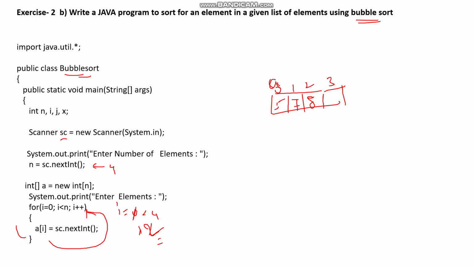Again, the body will be executed. a of i equals sc.nextInt. Assume I give the value as 4. This will be stored in this place. Okay. After that, the i value becomes 4. 4 is less than 4. The condition is false. The main purpose of this for loop is to read the array elements. To read the array elements, we are using this for loop here.